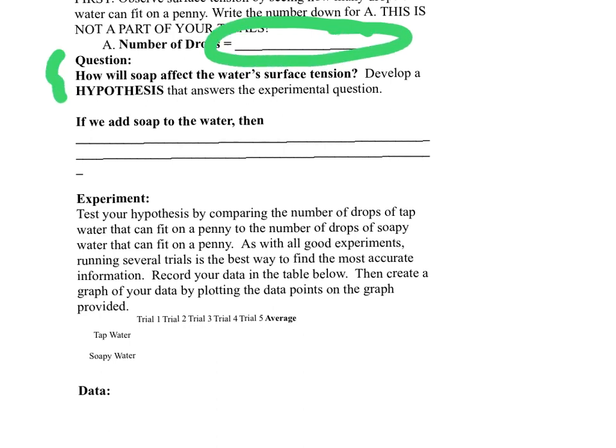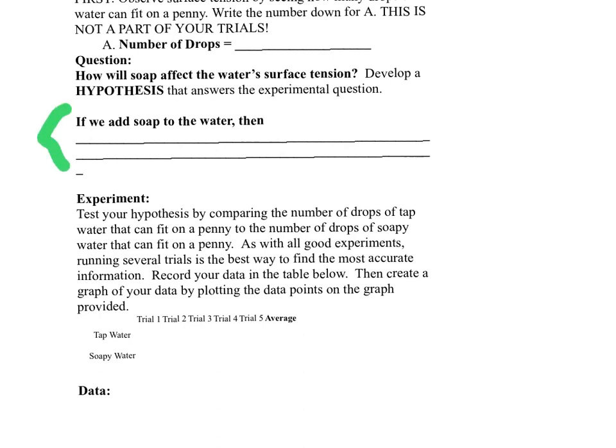Once you have your number of drops and you put it right on this line here, you're ready to answer the question, how will soap affect the water surface tension? Develop a hypothesis that answers this experimental question. Remember, when you're developing a hypothesis, you need to think about what you think is going to happen in the experiment. What do you think will happen generally describes what your hypothesis is. Considering what you know about soap and what it does to water, go ahead and write in what you think is going to happen right here. If we add soap to the water, then this is what happens.